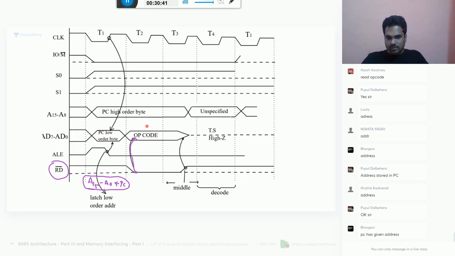During this period, another thing also happens: PC will be updated with PC plus 1.